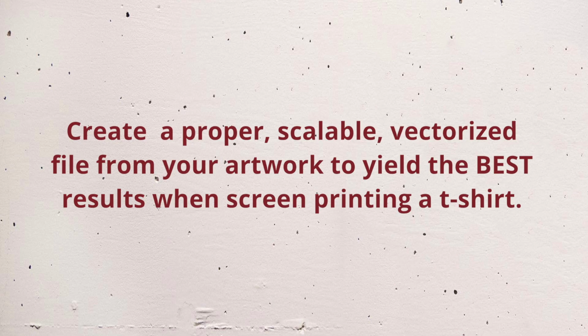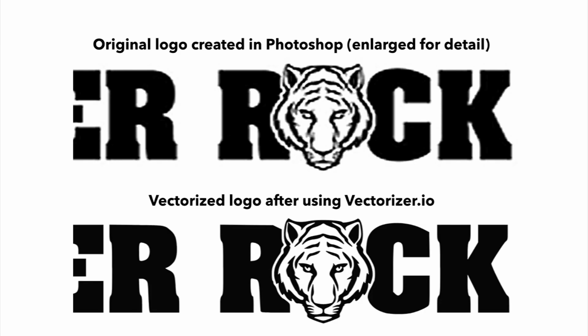The difference between a rasterized image and a vectorized image is represented here. I created a simple logo in Photoshop, which is above. Photoshop uses rasterization, which basically uses pixels to create images. Below it is the vectorized version of the file, and as you can see, the edges are really clean and crisp. There's no pixelization, and that's exactly what we need to be able to screen print a t-shirt from.